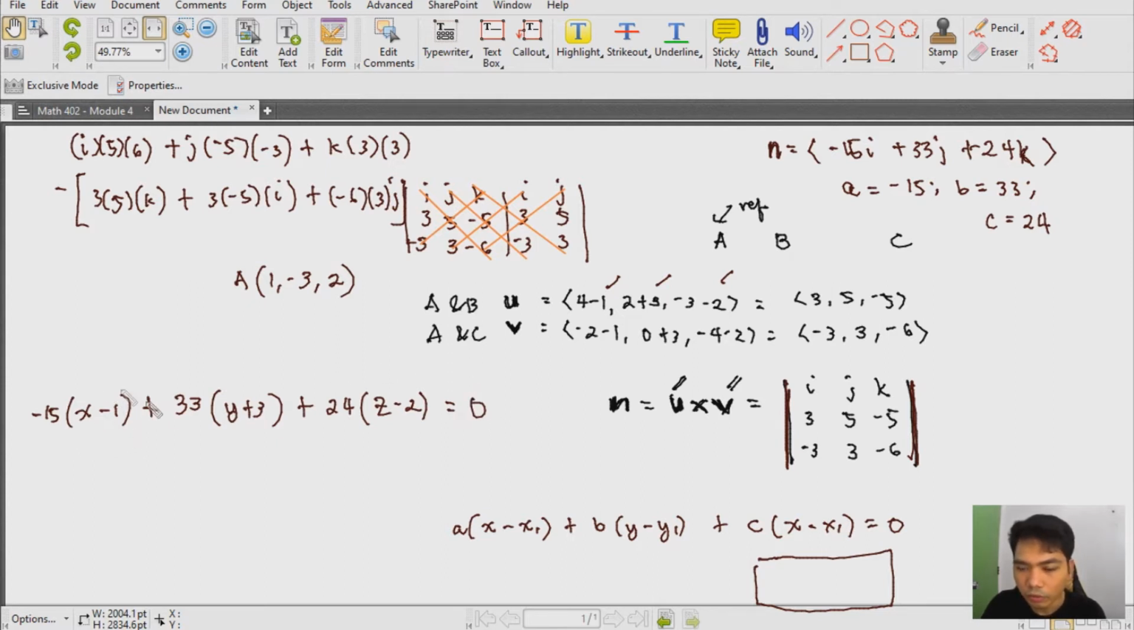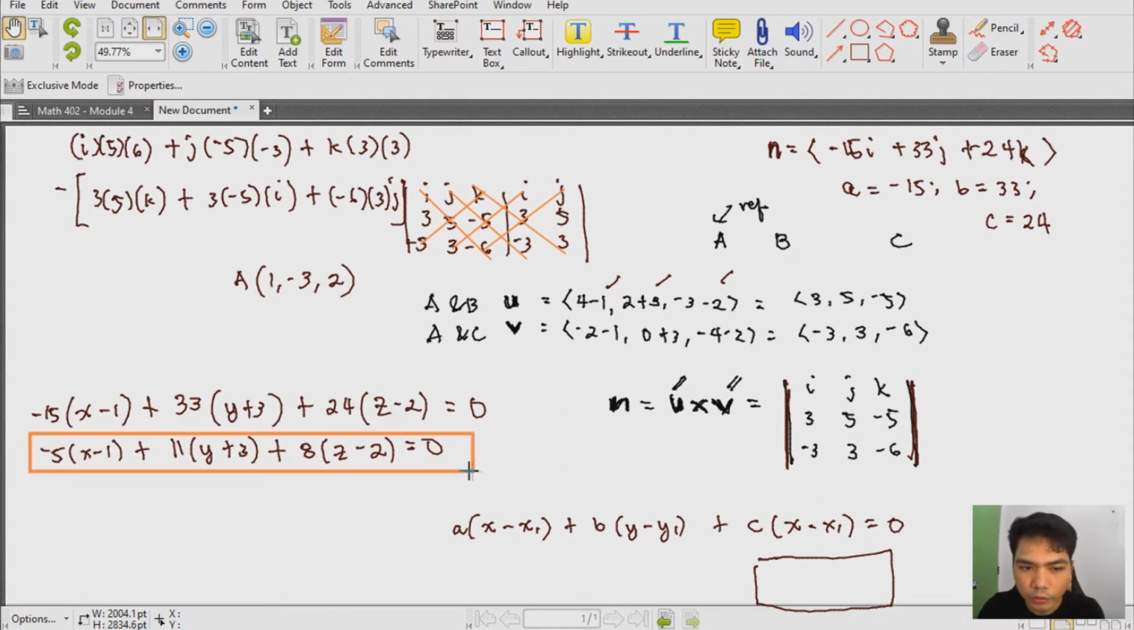We can simplify further because we can divide all by 3. So we have negative 5 times (x minus 1), plus 11 times (y plus 3), plus 8 times (z minus 2), equal to 0. This is a simplified version in standard form, so you can report this as your answer in standard form. But if you want it in general form, you can distribute all of this and simplify. So you have negative 5x plus 5 plus 11y plus 33 plus 8z minus 16, which is equal to 0.